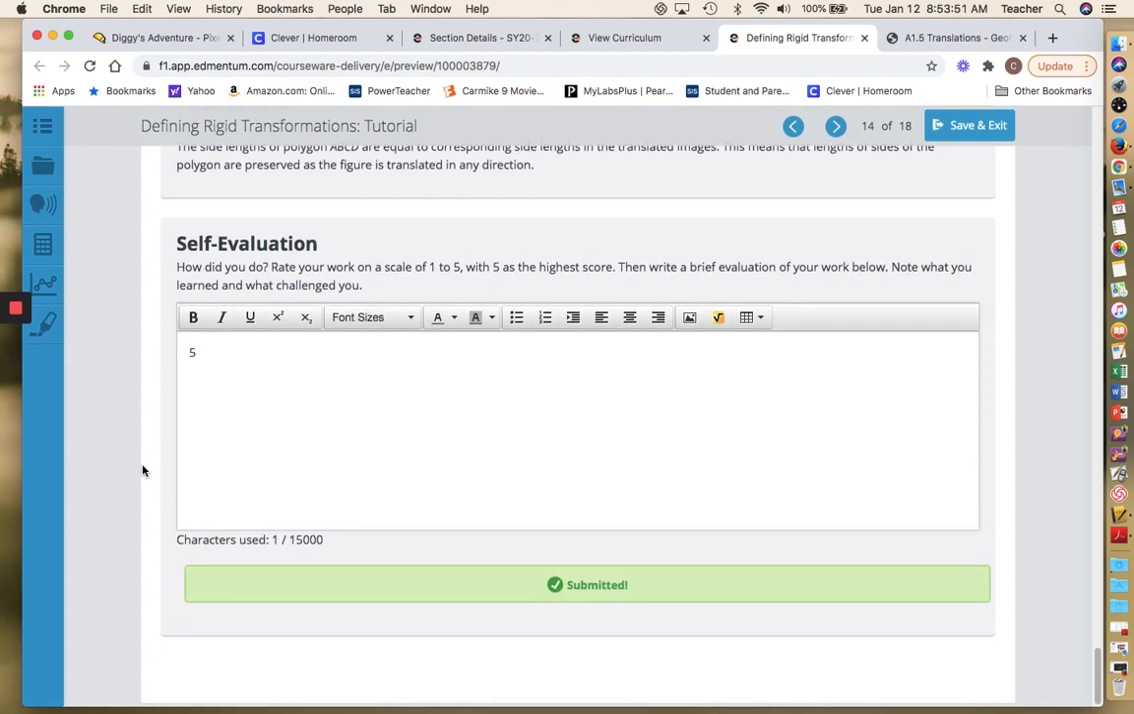We are done. Okay, so I think that actually finishes up defining rigid transformations. You need to know this one more time. A rotation, a reflection, a translation, those are all rigid motions. You can have a combo of those three, but you cannot have a dilation. A dilation changes the size and shape of an image. Therefore, it is not a rigid transformation.